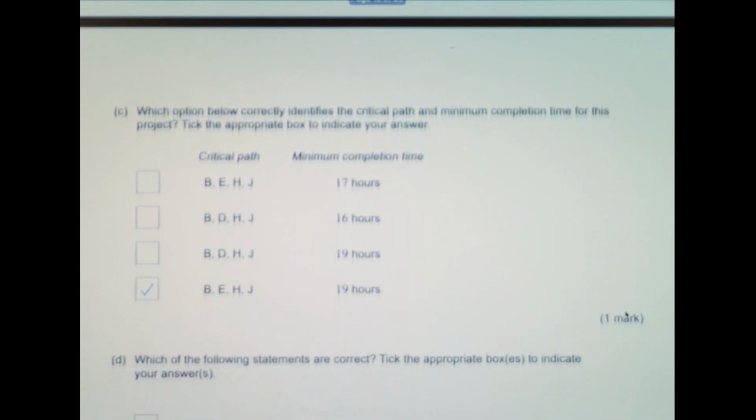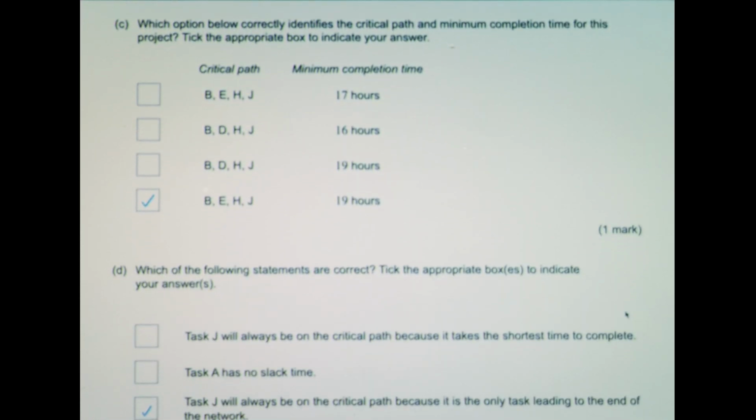Part C was looking at which option correctly identifies the critical path and minimum completion time. Now they could get that from the table. If they look at the times where they've got the earliest and latest starting times matching, that's going to give them their critical path. And if they remember to add on the 2 hours from task J, which is the last one, then they're going to get their 19 hours. Okay, so that was worth 1 mark. The final part was 2 marks.